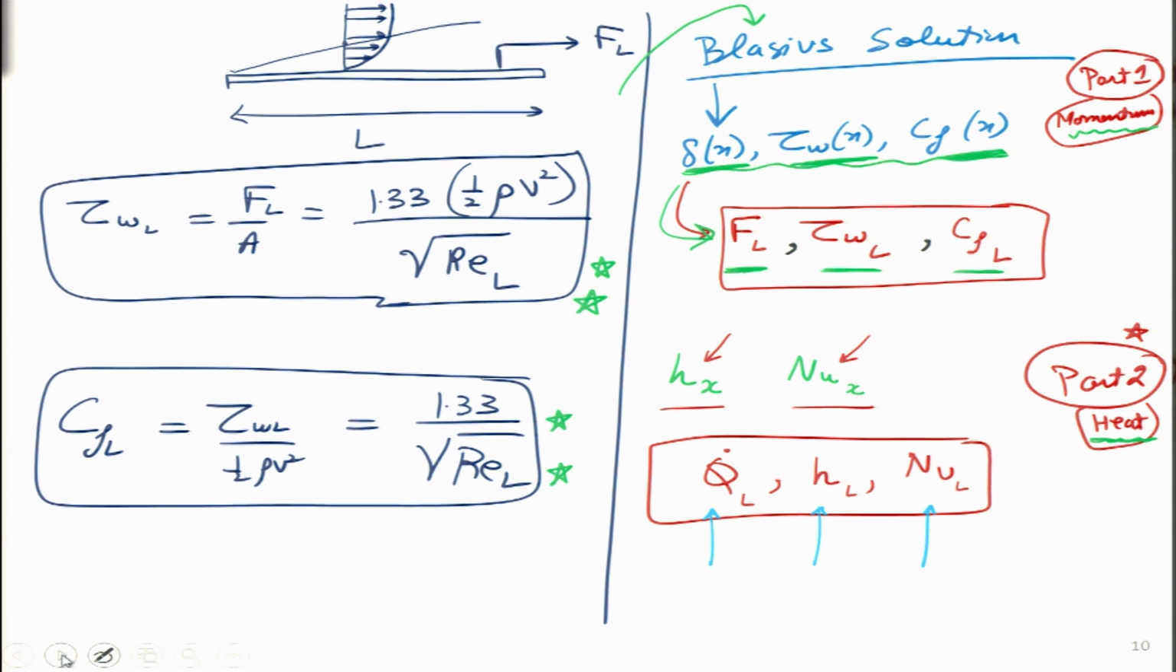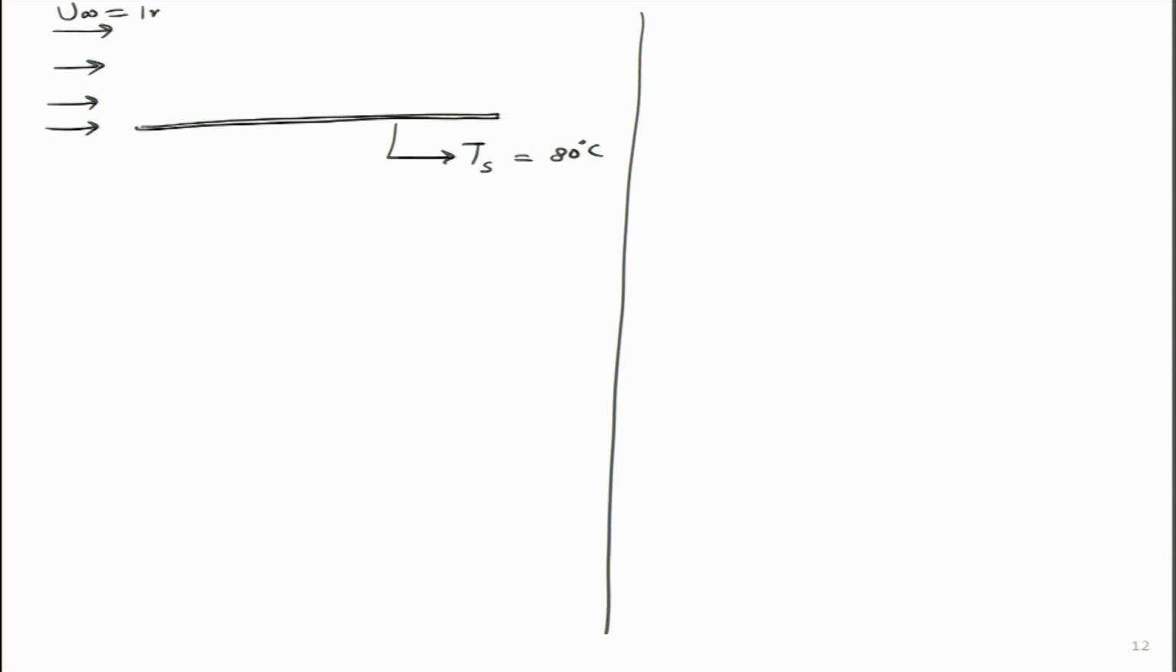In order to obtain these values, let me quickly draw the problem that we are looking at. We have a heated plate over here, where the whole plate is at some temperature Ts, and let me assume some number so that we can get a clear picture in our mind. It is kept in a flow of cold air having velocity u infinity, which I assume is 1 meter per second, and temperature T infinity, which I assume is 20 degrees. The fluid I am assuming is air.